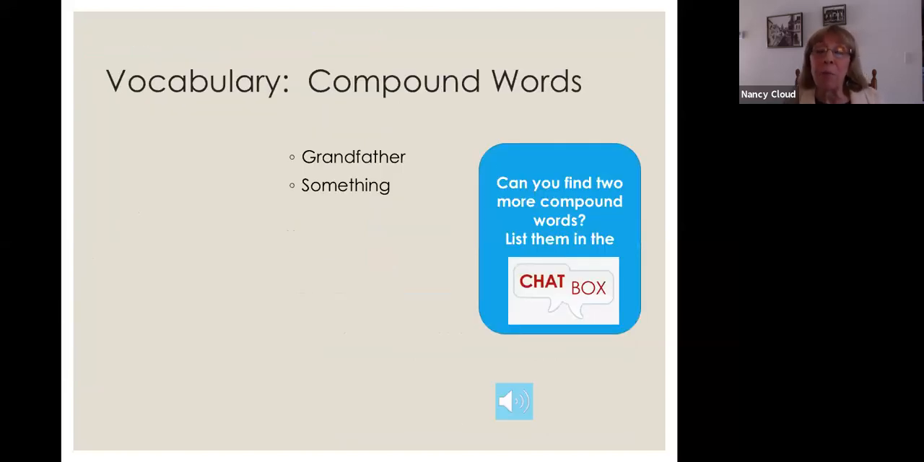Now, another type of word or another type of vocabulary objective I could have in this book is to teach them about compound words. And so I'm just going to give you literally 30 seconds, maybe more, maybe 40 seconds. See if these are 2 compound words. See if you can find more.